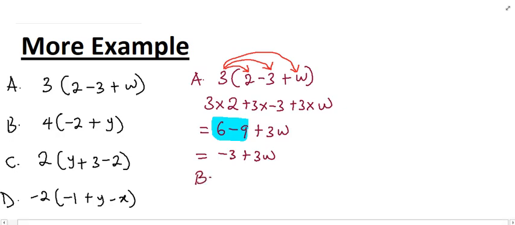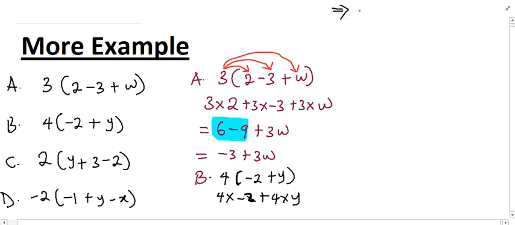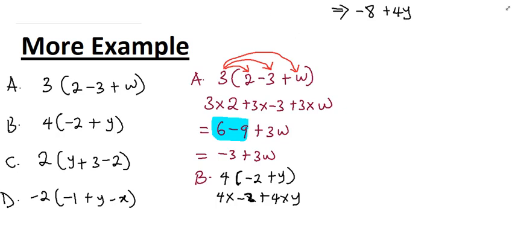Okay, it says b: 4 brackets minus 2 plus y. So let's distribute to have 4 times minus 2 and then plus 4 times y. Okay, so let's continue from this part. 4 times minus 2 is different signs, right? So that's negative, minus 8, and then 4 times y is just 4y, so positive 4y. Okay, let's go for the next one.